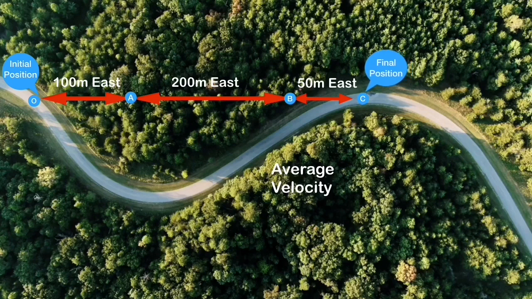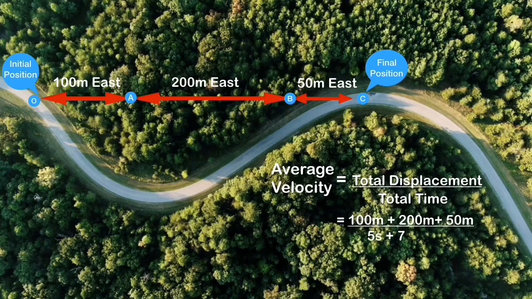So what do you mean by average velocity? Average velocity is equal to total displacement by total time taken. So we know total displacement is 100 meter plus 200 meter plus 50 meter. And the total time taken is 5 seconds plus 7 seconds plus 2 seconds. So the average velocity will become 25 meter per second towards east.